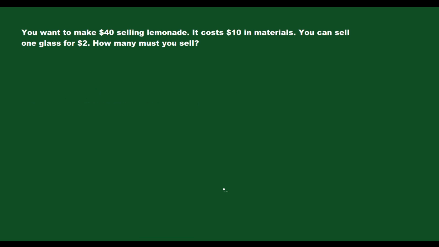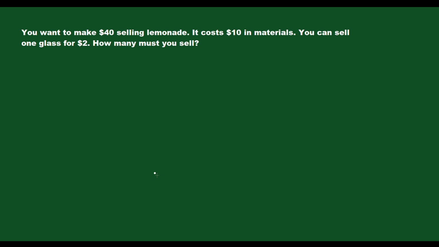All right, let's look at another question here. So question 2 says you want to make $40 selling lemonade. It costs $10 in materials. So the whole operation for you to set up your lemonade stand and get your lemonade and water and everything is going to cost $10. You can sell one glass for $2. So every glass that you sell, you can get paid $2 for it. The question is, how many glasses of lemonade must you sell?